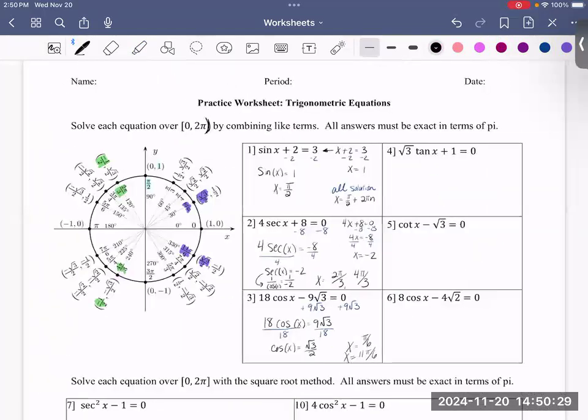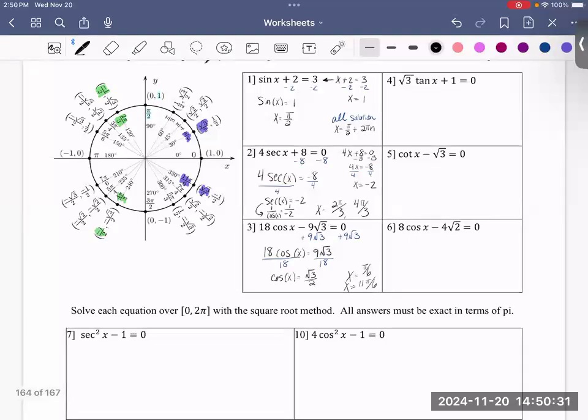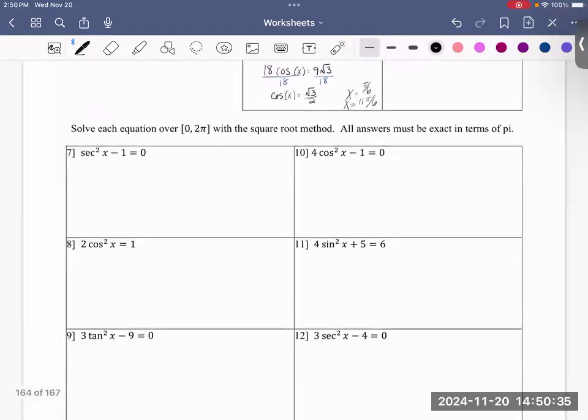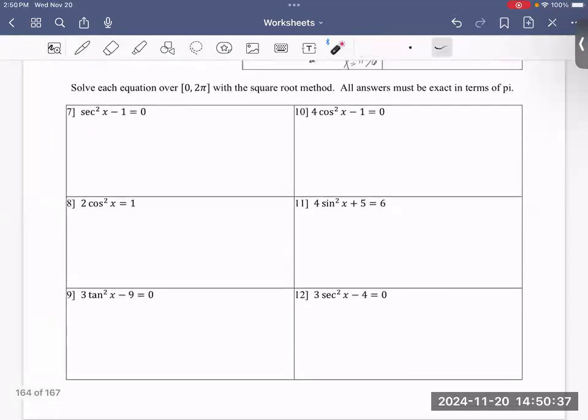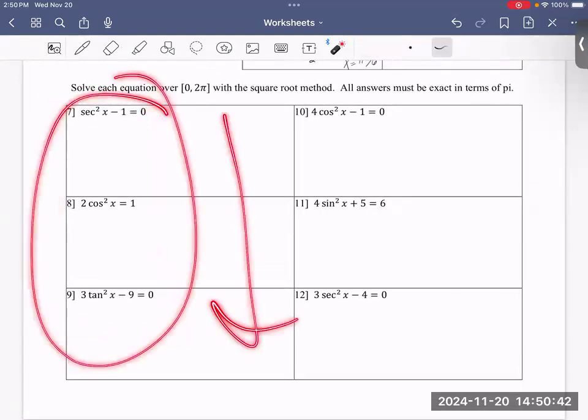Now, hopefully you guys can pause the video and try out 4, 5, and 6. Now let's take a look at these ones over here. Again, I'm just going to roll right down, and then we're using the square root method. So look at all of these now.